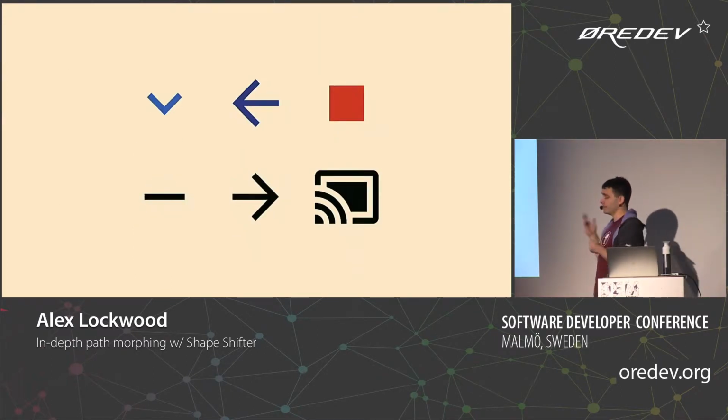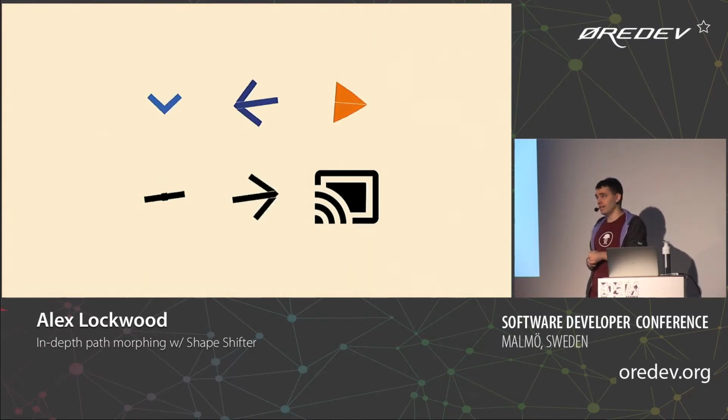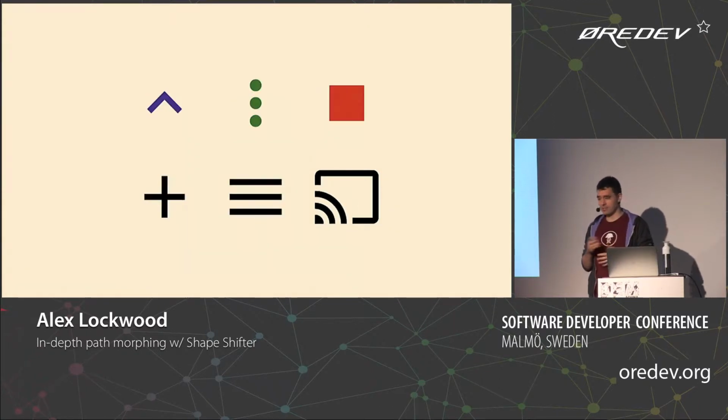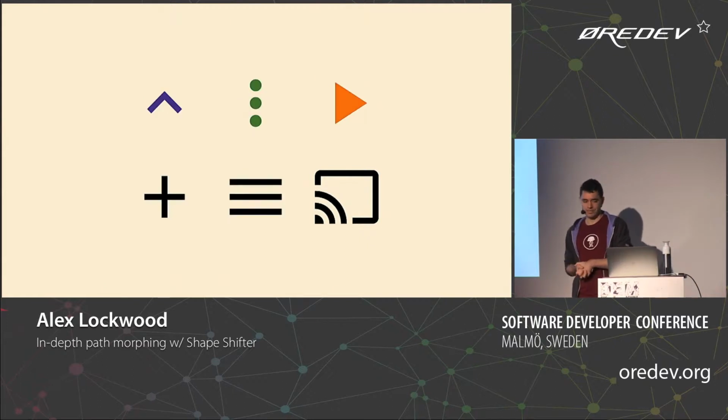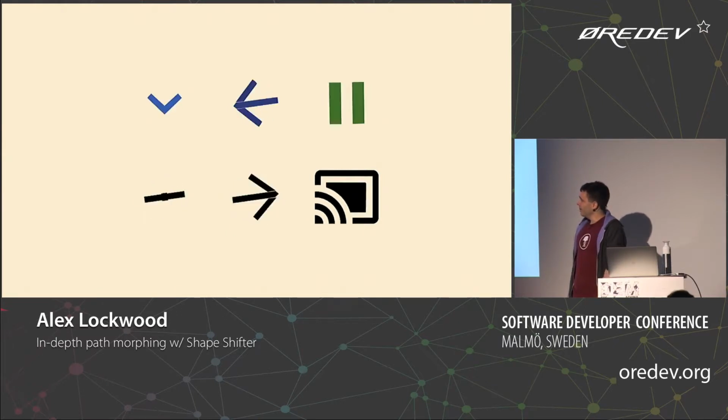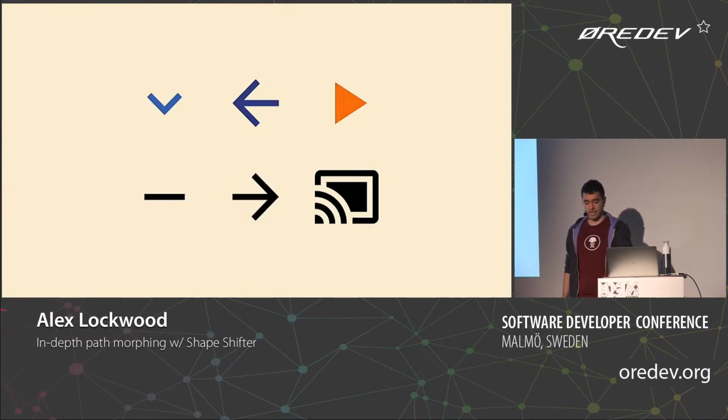So here are some examples of morphs I made using Shapeshifter. As I was writing the tool, how I debugged it was I took arbitrary icons from a material design icon repository and asked myself, how would I morph between this icon and this icon? And this is what I came up with. Obviously these are all pretty simple icons.